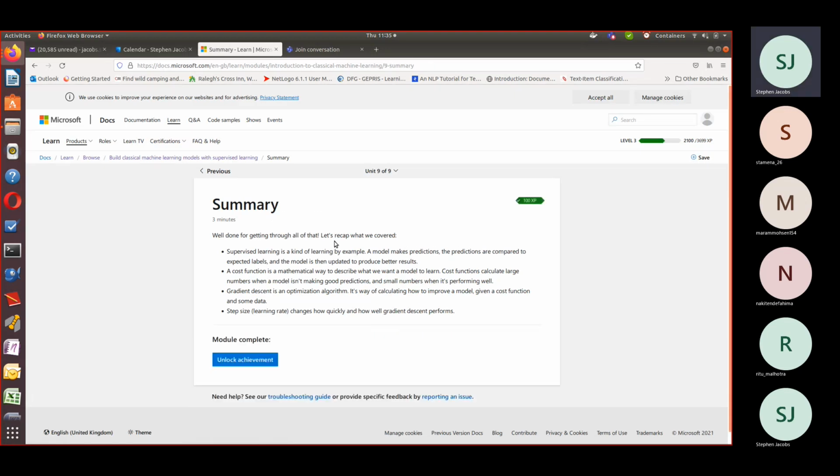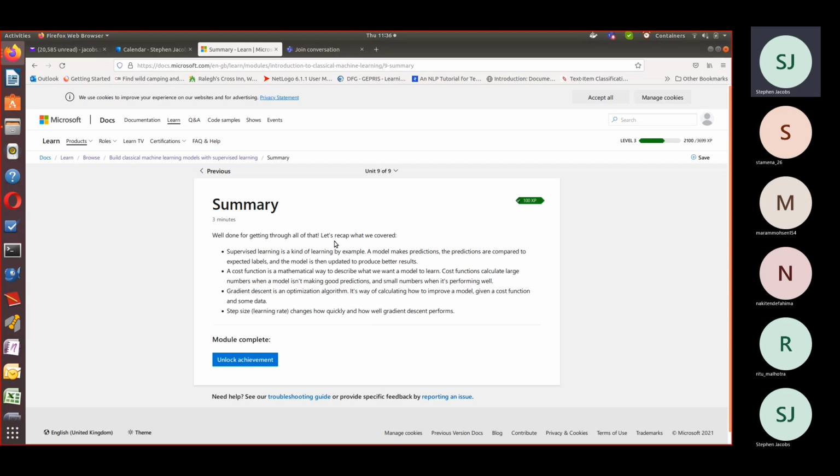So for a summary then, well done for getting through all that. Let's recap on what we learned. Supervised learning is a kind of learning by example. A model makes predictions, the predictions are compared to expected labels, and the model is then updated to produce better results. A cost function is a mathematical way to describe what we want a model to learn. Cost functions calculate large numbers when a model isn't making good predictions and small numbers when it's performing well.